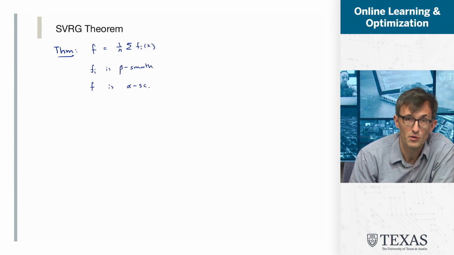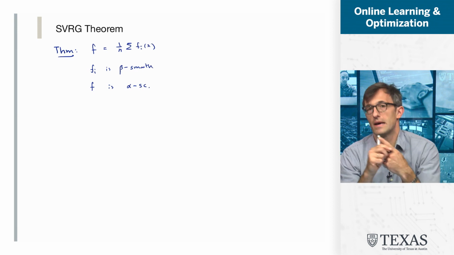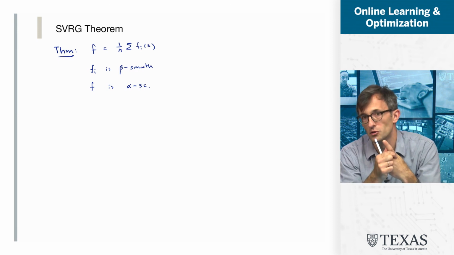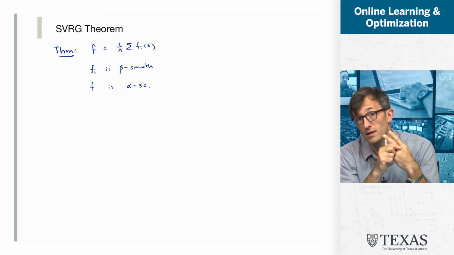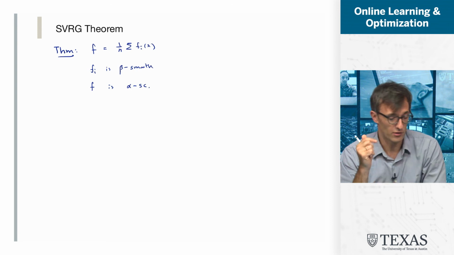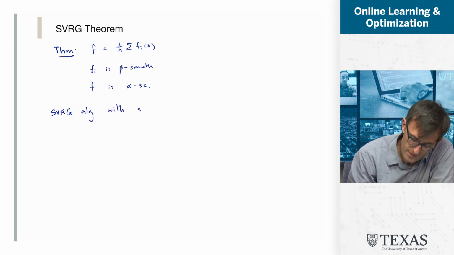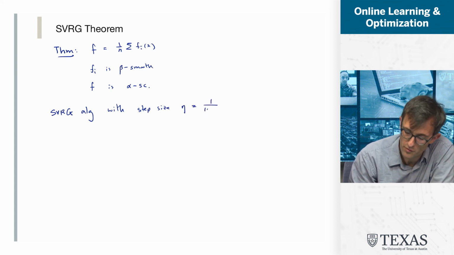Now let's suppose that we run our algorithm. What do we need for SVRG? We need to specify the step size eta for the inner loop, and we need to specify how many iterations there are going to be in the inner loop. Those are the only 2 parameters I need to specify the algorithm SVRG. So the SVRG algorithm with step size eta, which is equal to 1 over 10 times beta.